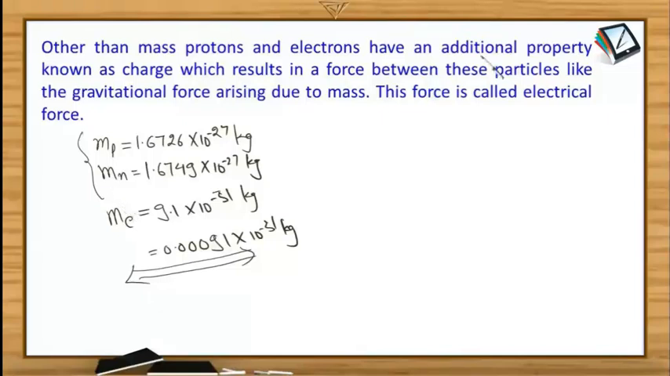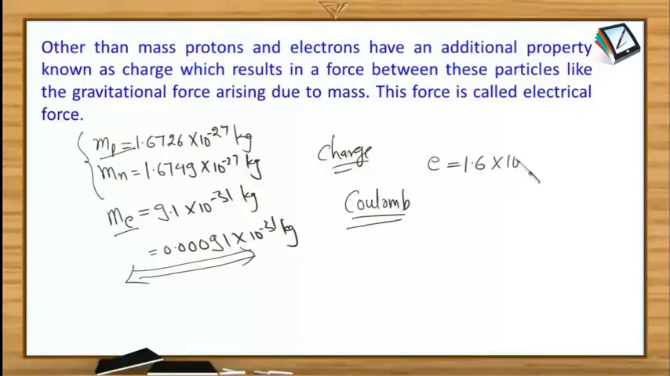Other than the mass, these fundamental particles have an additional property which is known as the charge. And this property is carried by the proton and electron only. Neutrons don't have any kind of charge. The unit of measurement of the charge is the coulomb in the SI system. The electronic charge is 1.6 into 10 raised to the power minus 19 coulomb, which is the same as the charge possessed by the protons. We'll explore this a little further later on.